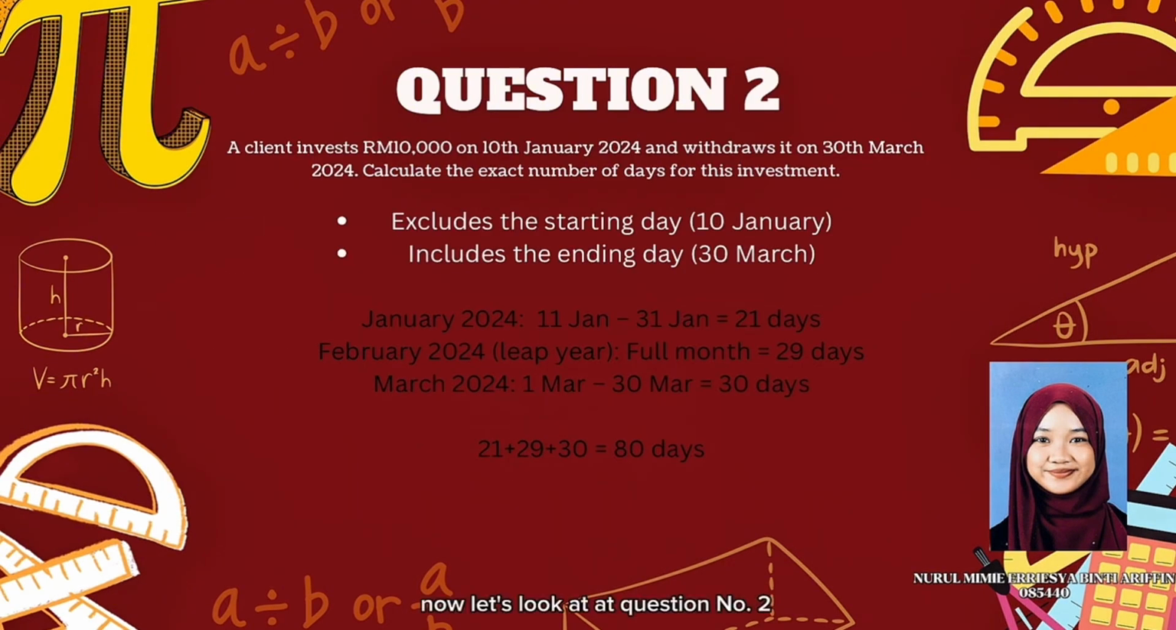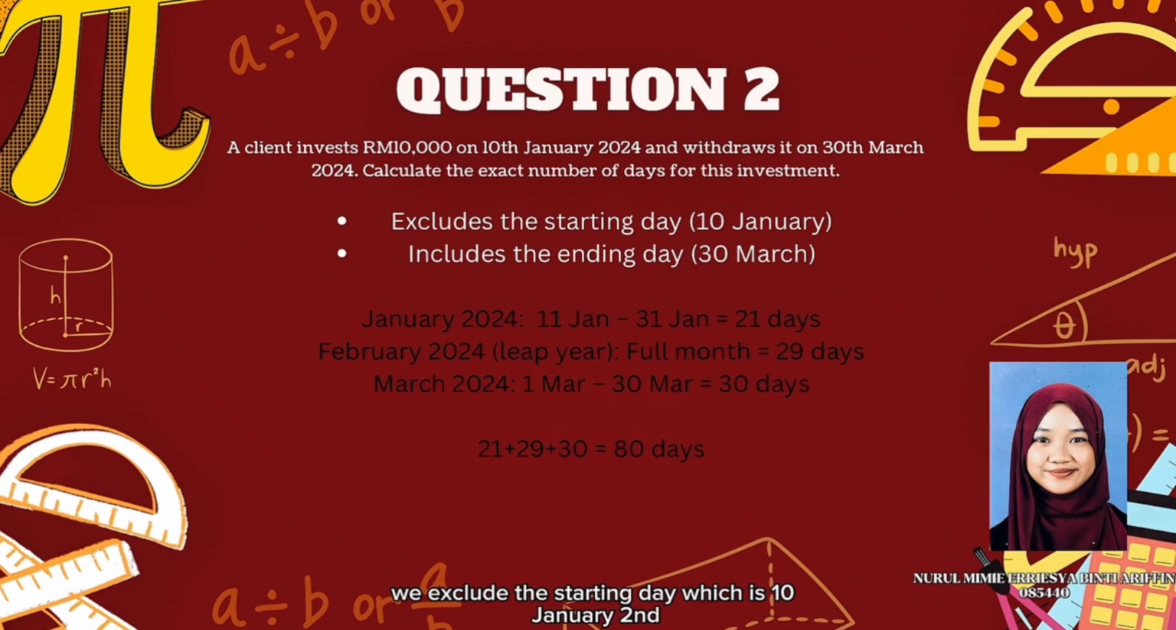Now, let's look at question number 2. A client invests 10,000 ringgit on 10 January 2024 and withdraws it on 30 March 2024. We need to calculate the exact number of days for this investment. To do this correctly, we follow two rules.